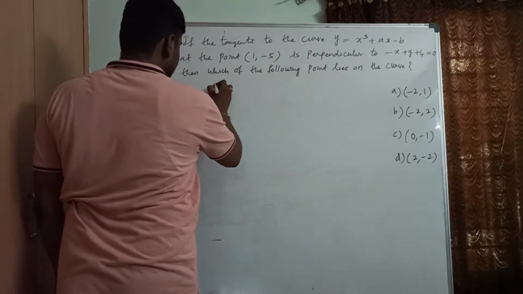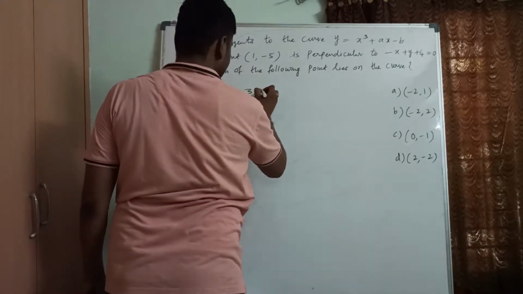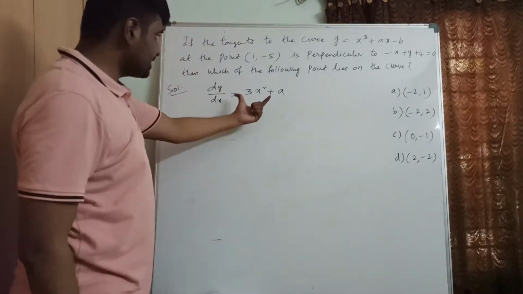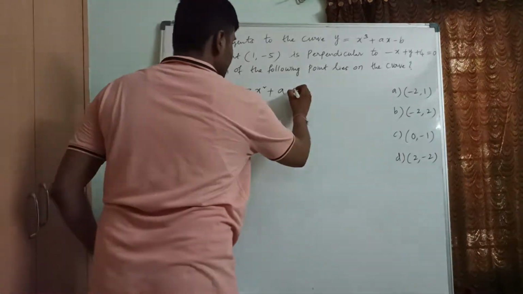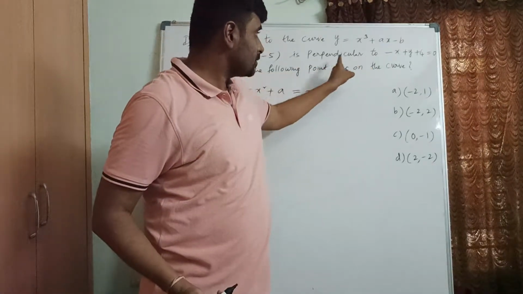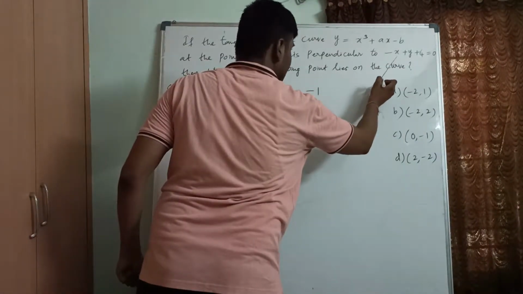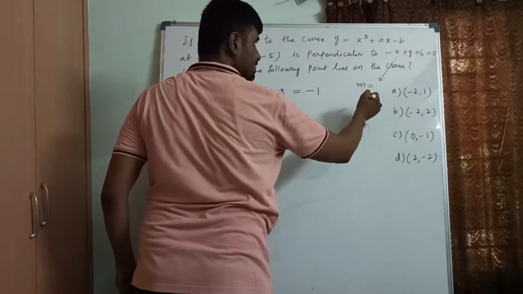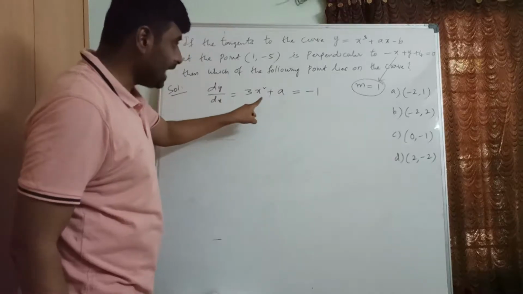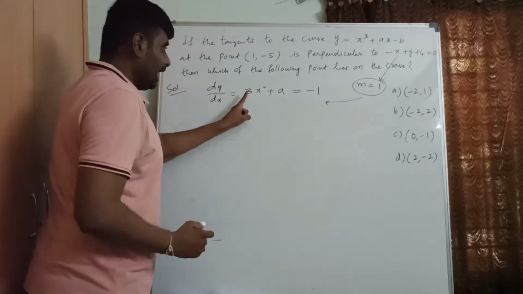See, derive this one. I am taking dy by dx directly. Derive this: 3x square plus derivation of ax, derivation of constant 0. So this dy by dx should be equated to minus 1. Why? The tangent is perpendicular to this line. So what is the slope of this one? Minus a by b, minus 1 by plus 1. So the slope of that line is 1. Then the slope of tangent will be minus 1. Correct? Minus 1. And this is dy by dx.